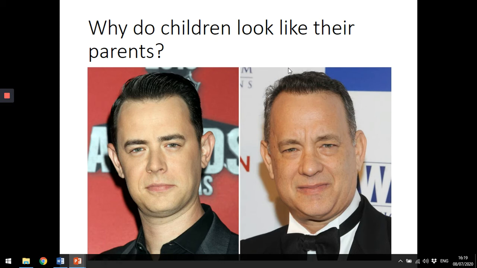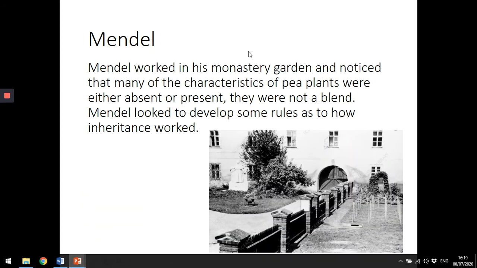Now, at the time of Gregor Mendel's work, he didn't have any of this knowledge. We didn't have the term gene yet. We didn't know about alleles, but he did make some quite interesting observations.